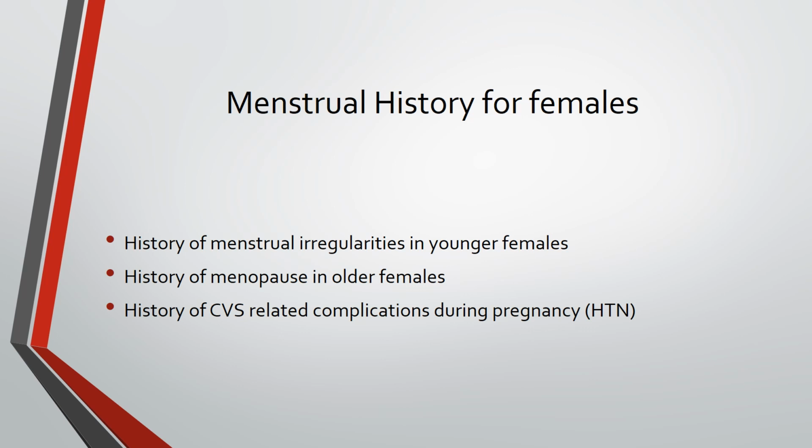If the patient is female, the menstrual history is very important, because many menstrual as well as pregnancy related problems are now known to increase the risk of ischemic heart disease. The menstrual history will include the history of menstrual irregularities in young females, or the history of menopause in older females, or the history of cardiovascular complications during pregnancy, such as pregnancy-induced hypertension, preeclampsia, or eclampsia. Here we conclude all the steps of a detailed and comprehensive history taking.